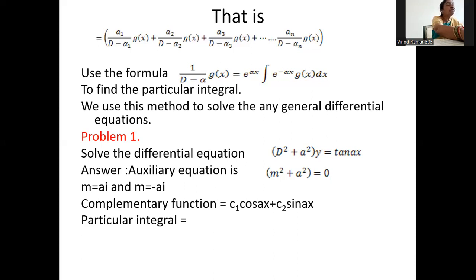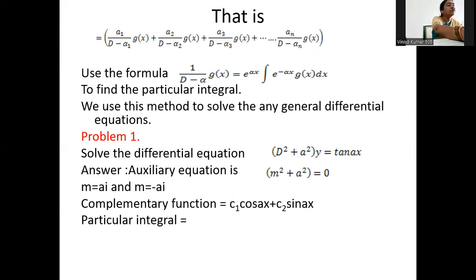We will solve the problem (D square plus a square) on y is equal to tan ax. This is already in the symbolic form. Therefore, its auxiliary equation is m square plus a square is equal to 0. Therefore, m square is equal to minus a square, or m is equal to plus or minus ai.